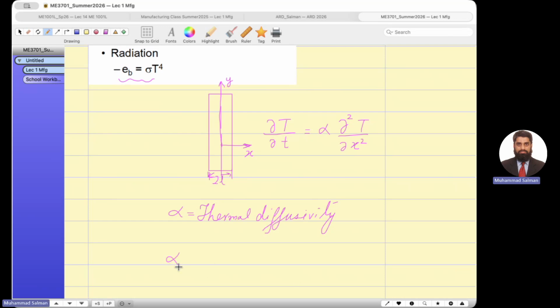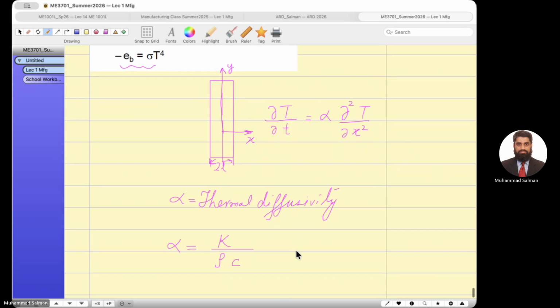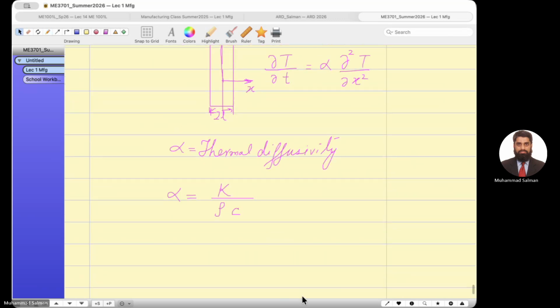And there is a formula to find the thermal diffusivity. For diffusivity, k is the conductivity, rho is the density, and C is the specific heat constant. And there is a term called the time constant. Tau equals the time constant.